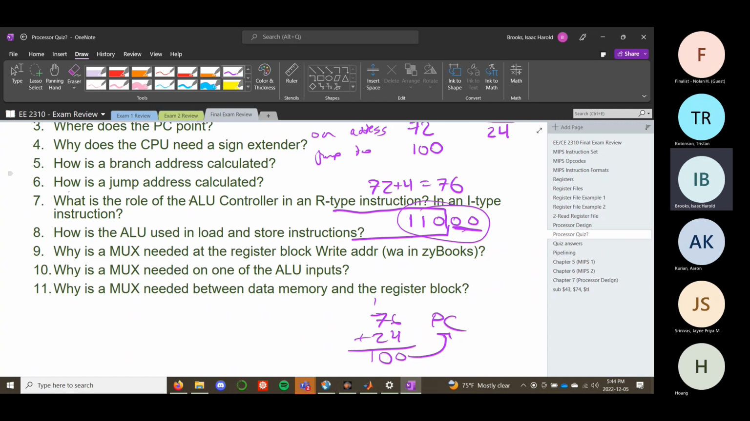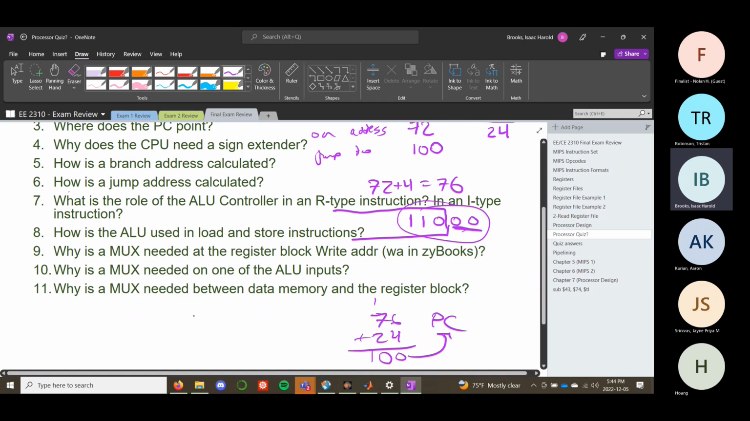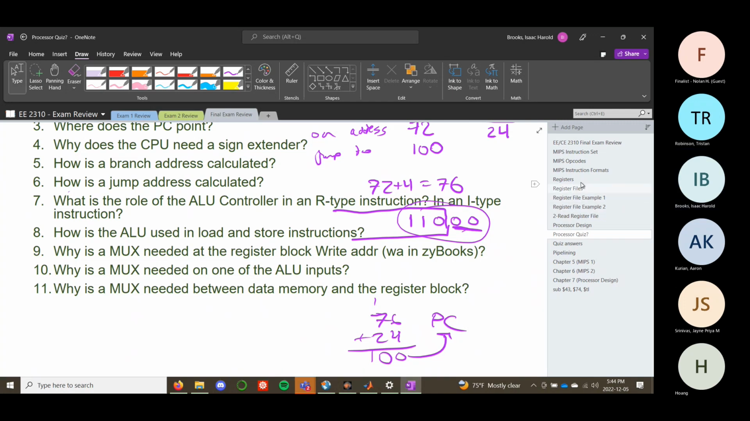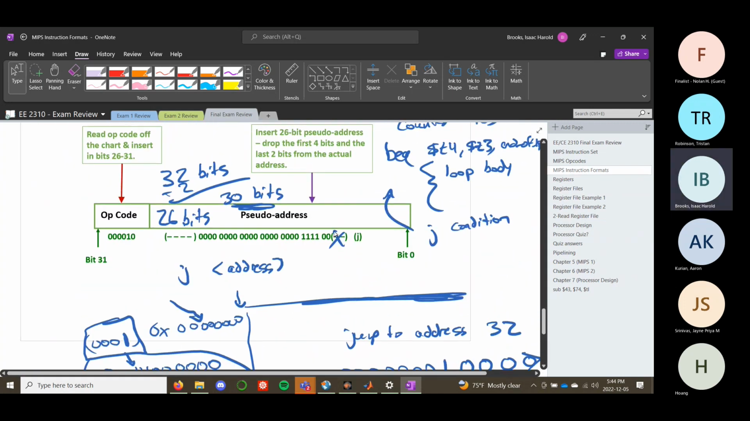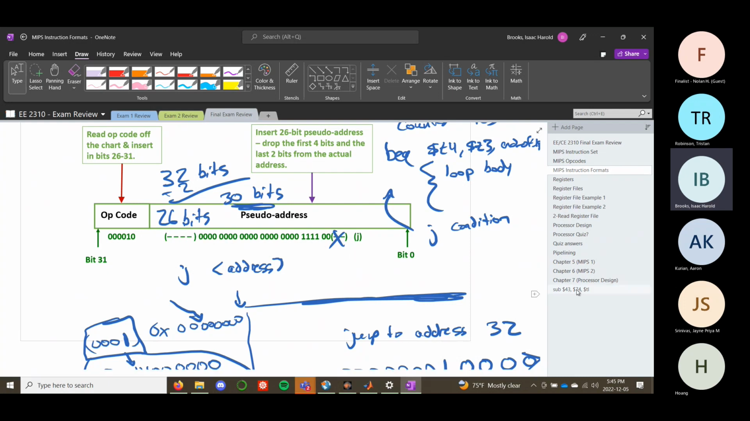Okay, what is the role, or how is a jump address calculated? For the regular jump instruction, you just have to add the two zeros on the bottom and copy the top four bits from the top. That's how a jump instruction gets calculated, because we have to make some sacrifices to fit this into 26 bits.